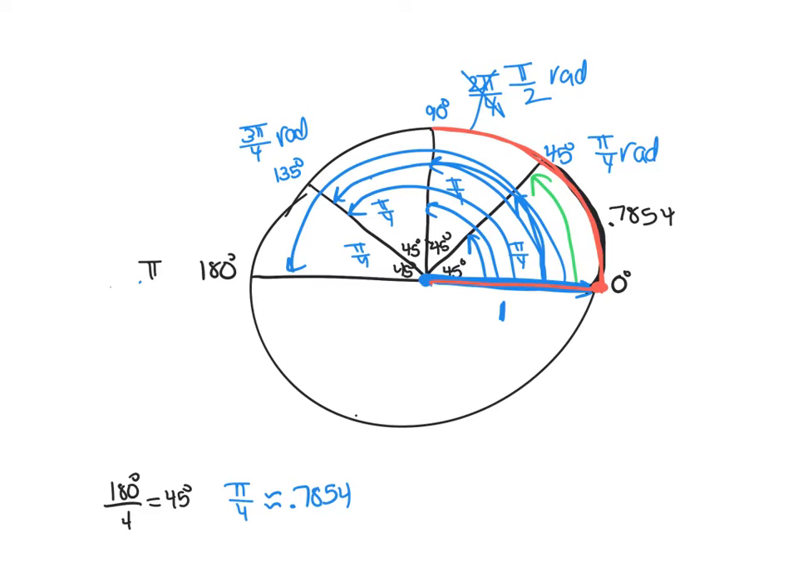Pi halves is a number, pi fourths is a number, pi sixths is a number. They're just exact values, okay, for that radian measurement. All right, so now we can continue to break it up into fourths down here.